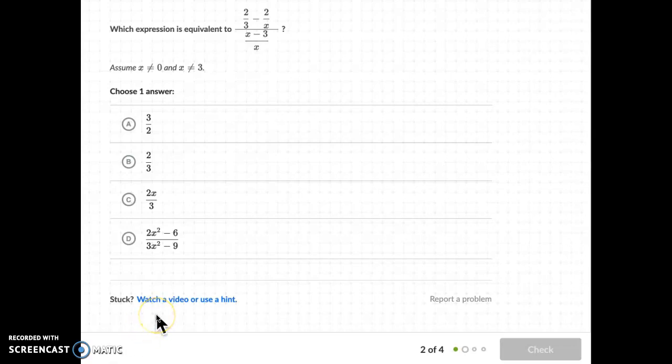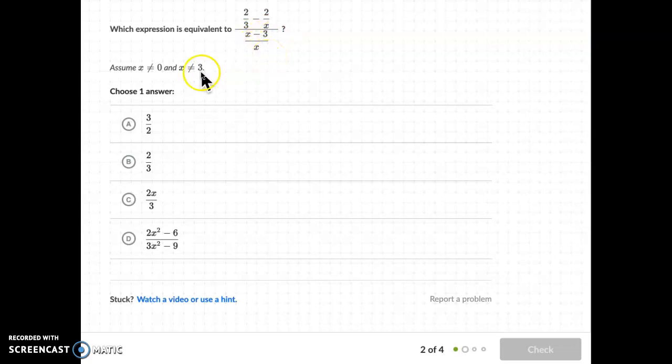Hey everybody. I've been getting a lot of questions about nested fractions, so I thought I would work some for you and try to make my thinking apparent by babbling to myself while you listen. Let's take a look at this first problem. Which expression is equal to 2/3 minus 2 over x all over x minus 3 over x?